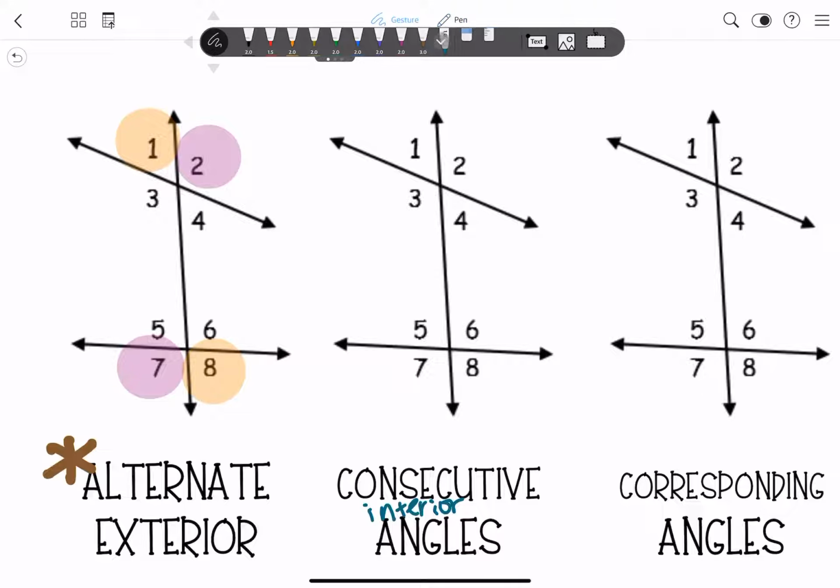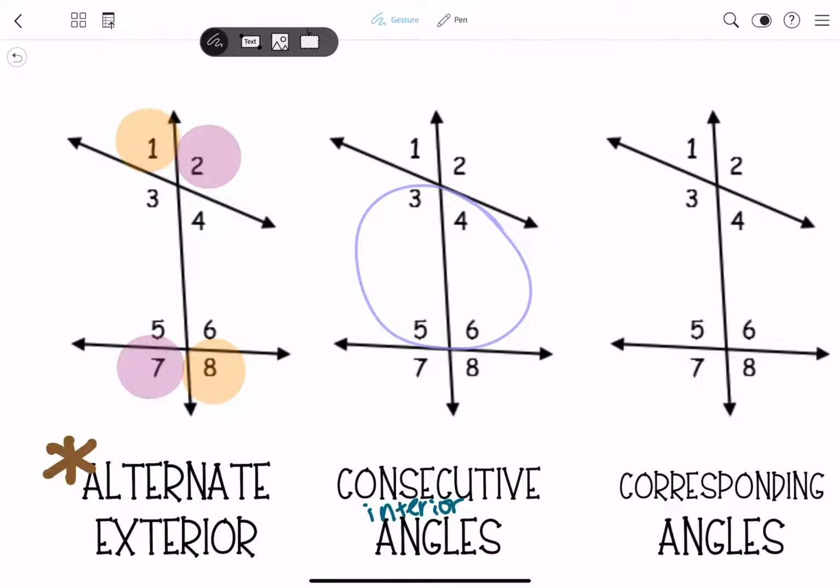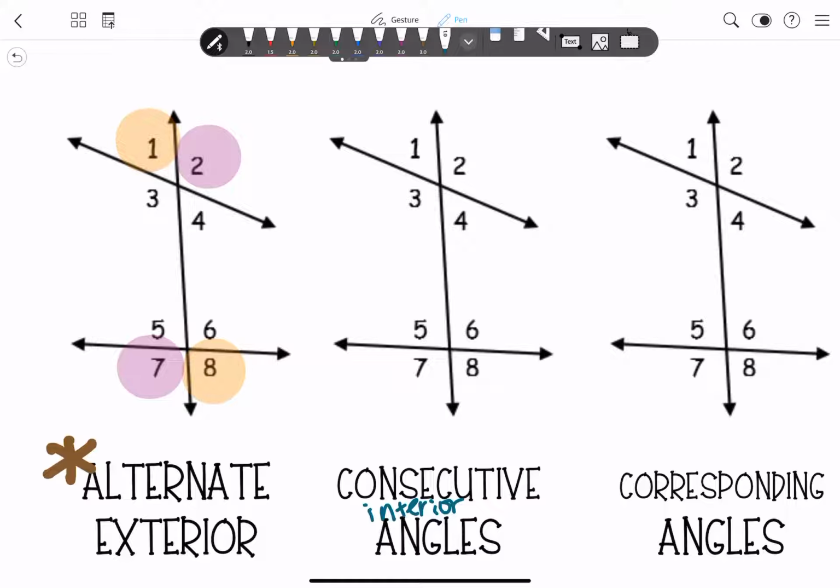So we know that we're working with these. Now, consecutive interior angles are these right here. They're on the same side, all right? You will also see them referred to as same side interior or same side exterior angles sometimes. So let's just talk about consecutive angles all at once.